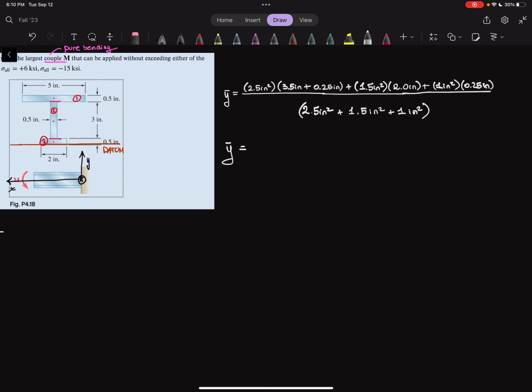Let me just check that I put everything in correctly. So 2.5 times 3.5 plus 0.25 plus 1.5 times 2 plus 1. I really hope I didn't make a mistake. Times 0.25 divided by 2.5 plus 1.5 plus 1. I should probably slow down. All right, 2.53. See how I'm slowing down? All right, inches. Let's see if that makes sense.